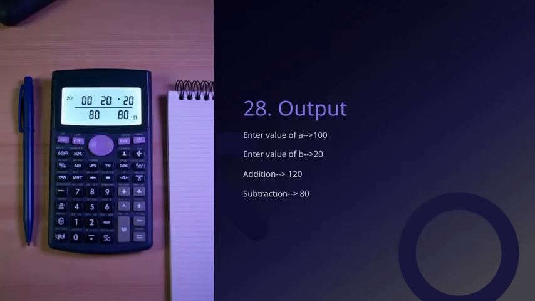Now let's look at how the output works with this simple example. First, I entered the value of A as 100, and then I entered the value of B as 20. As you can see, the program then performs the addition, which results in 120, and the subtraction, which gives us 80. This demonstrates how basic arithmetic operations are executed based on user input. It's a straightforward way to see how input values are processed to produce the desired output, and it ties into our overall theme of understanding fundamental programming concepts.